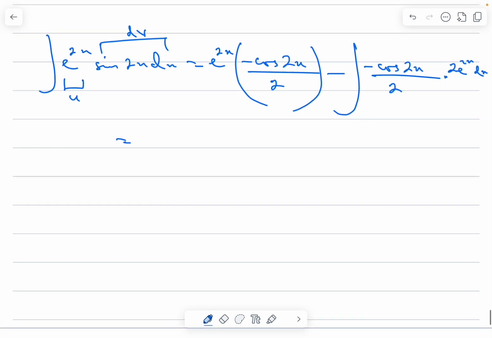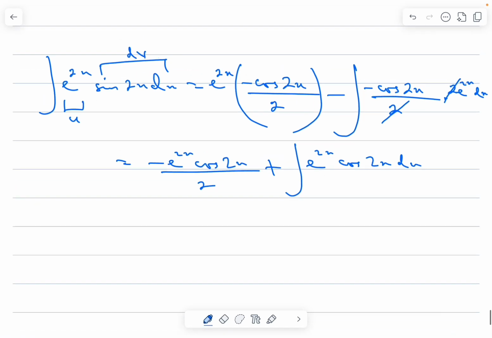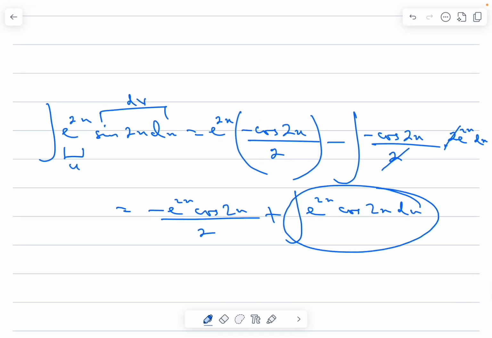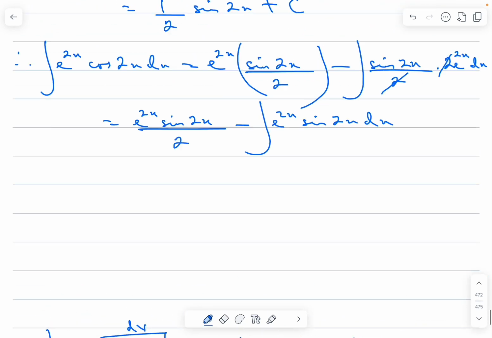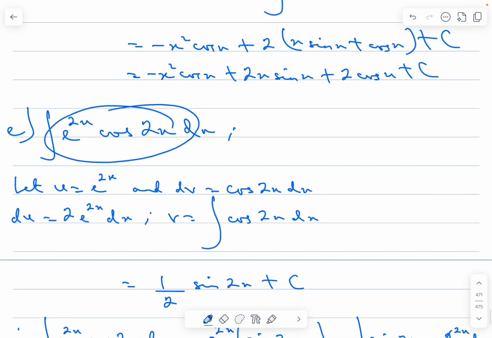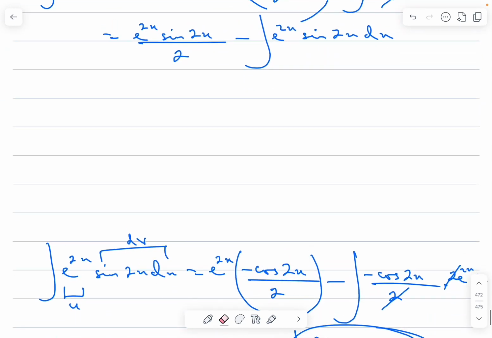So that simply means e raised to the power 2x times minus cos 2x over 2. 2 cancels 2, and we're left with minus, and minus is plus. So we have plus the integral of e raised to the power 2x cos 2x dx. So we see that this integral has occurred again. That's the original integral, the original function that we're integrating. So we can bring it here.